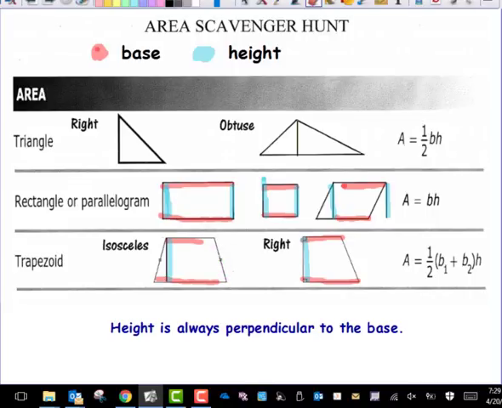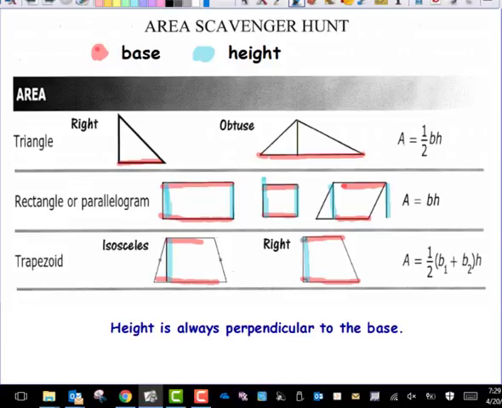So now let's move to the triangle. Which one is the base? If you said it was the horizontal line, then you are correct. So the base is the horizontal line here, and a horizontal line here.